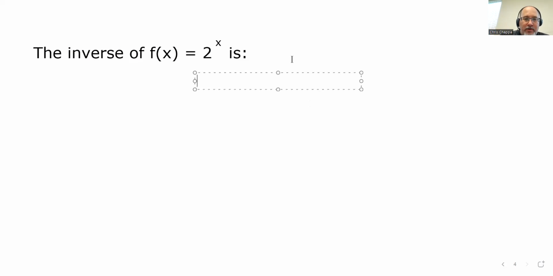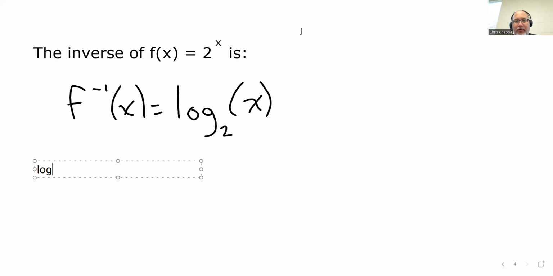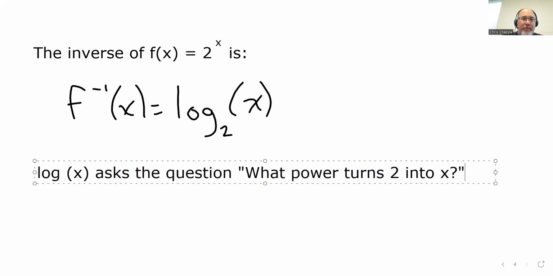log base 2 of x. And I'm going to put f inverse in front of that because that's what we're attempting to answer. Now, this may not answer anything. You're like, what is that thing over there? Why is it log? Why is a little 2 down there? And what does this function do? Well, I kind of already said what this function does. Log base 2 of x asks the question, what power turns 2 into x? Let me put the base 2 down there.